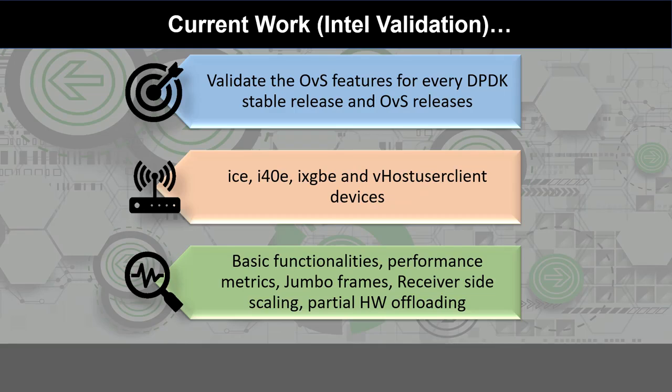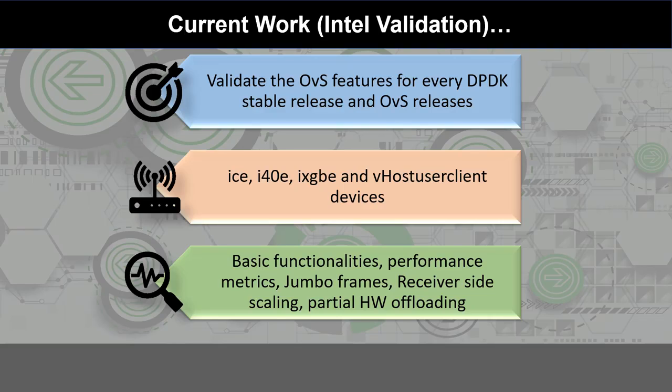The current validation activity is based upon two things. The first one is, whenever there is a DPDK stable release, then I prepare a list of features changed in DPDK which will have an impact on OVS. Based on this, I prepare a test plan, and then I create some stories in the tracking tool, and then I carry on the validation activity.